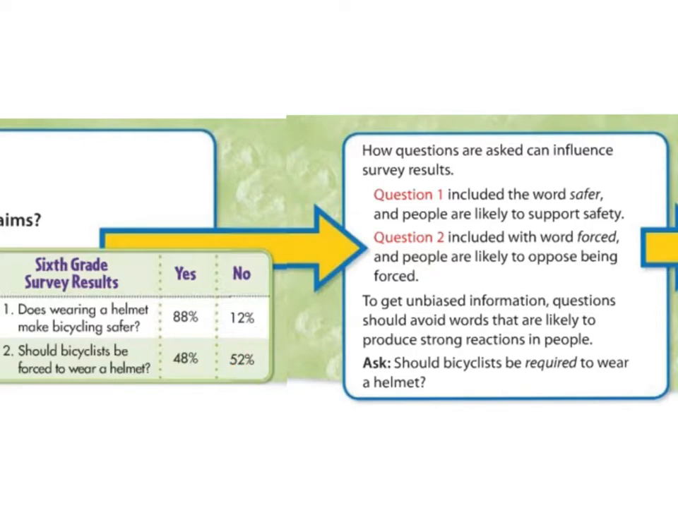I mean, you could say something good. You'd be like, hey, do you like burgers? And then you could say, are you in favor of forcing people to eat a big cheeseburger? And they'd be like, no, even though that kind of sounds funny, but it's kind of the same. To get unbiased information, because these are biased, questions should avoid words that are likely to produce strong reactions in people. So maybe you could ask, should bicyclists be required to wear a helmet? Or should they wear a helmet?